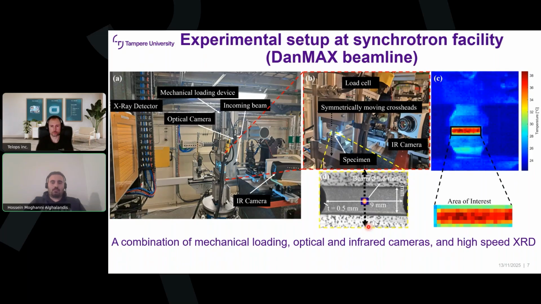You can see here the plane strain specimens, and we had three kinds of specimens to test the effect of stress state on the phase transformation. And in figure 3, you can see an example of IR temperature measurements.